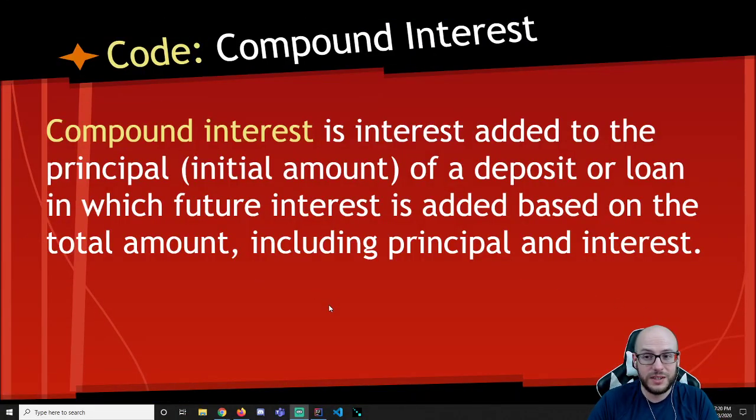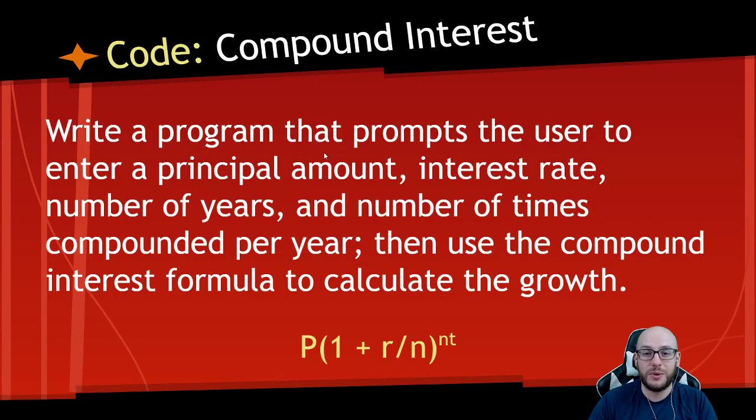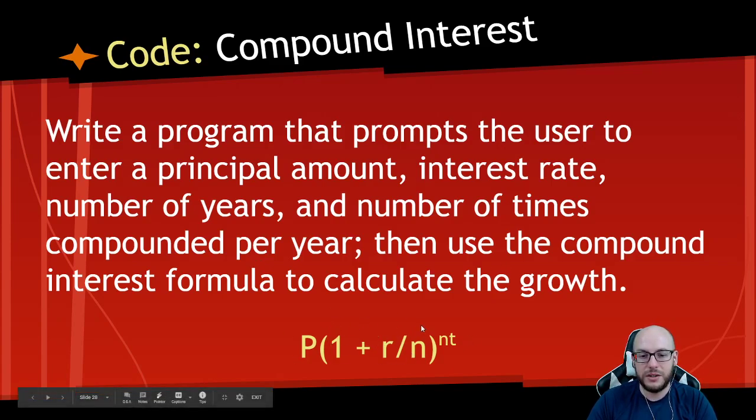Compound interest is added to the principal or initial amount of a deposit or loan, in which future interest is added based on the total amount, including principal and interest. This doesn't mean hardly anything to me. Okay, we're going to write a program that prompts a user to enter a principal amount, interest rate, number of years, and number of times compounded per year, then use the compound interest formula to calculate the growth. Here is the compound interest formula.